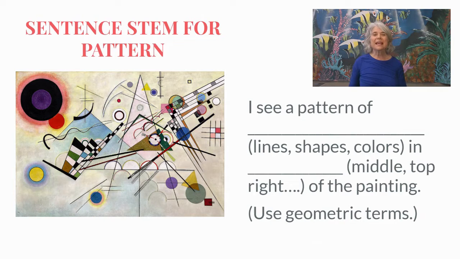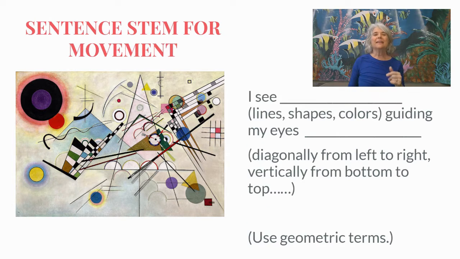For pattern: I see a pattern of lines, shapes, or colors in this or that part of the piece. And honestly, that's really tricky for students to be able to be specific about what they are talking about on the piece. Is it bottom right, middle, top left? It's good training for them. So for instance, I see a pattern of white semicircles sitting on a horizontal line near the middle.